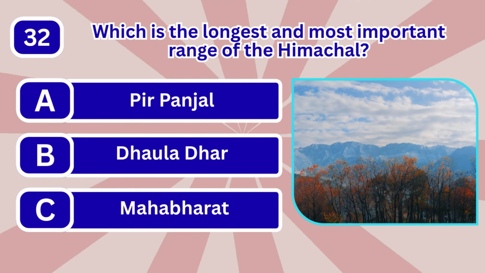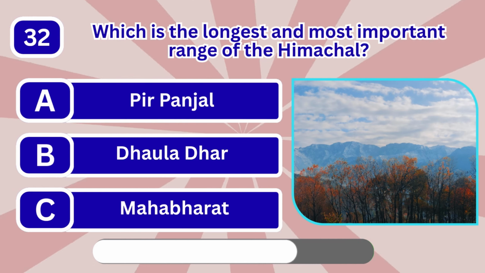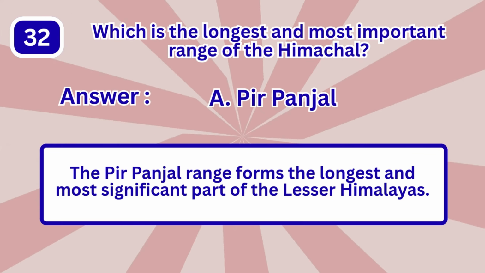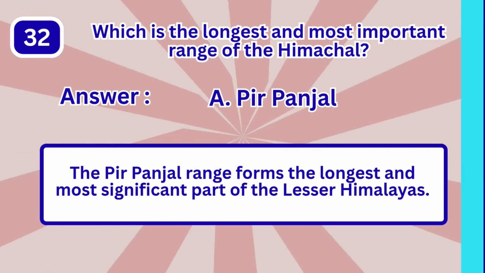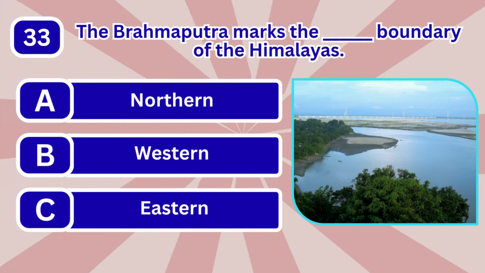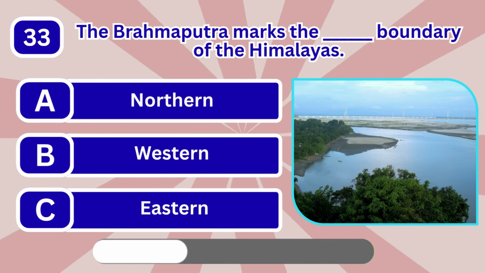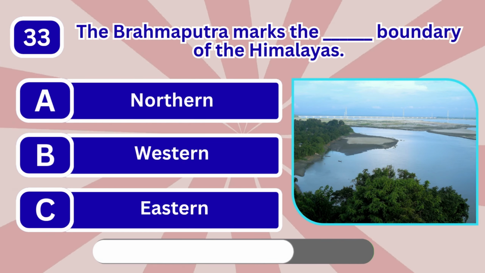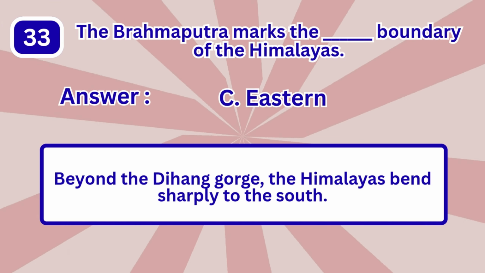Which is the longest and most important range of the Himachal? Option A. Pir Panjal. The Brahmaputra marks the dash boundary of the Himalayas. Option C. Eastern.